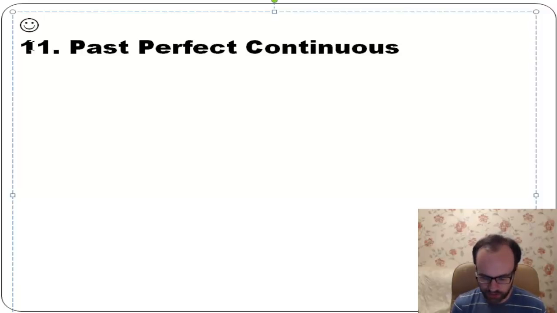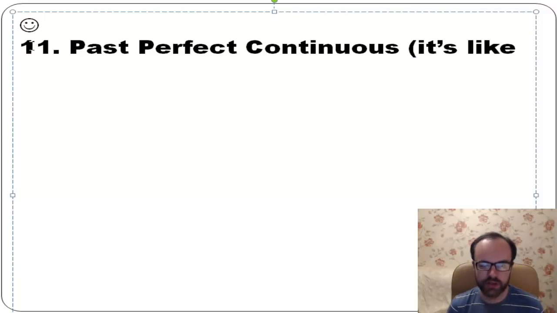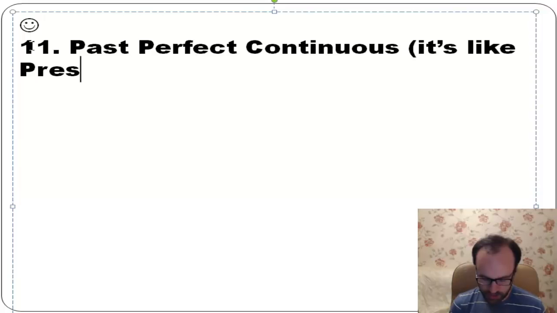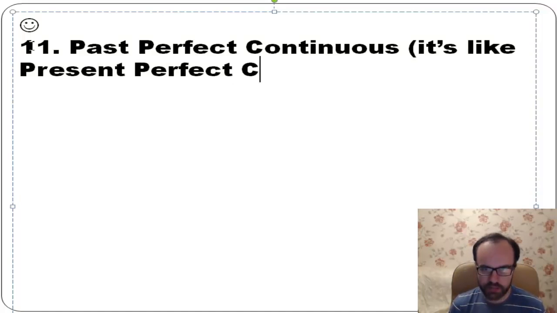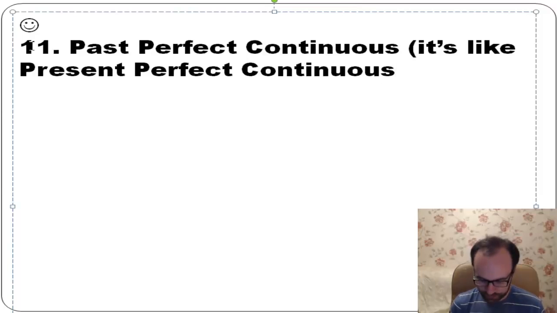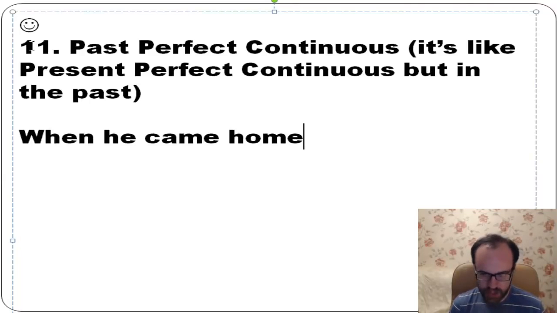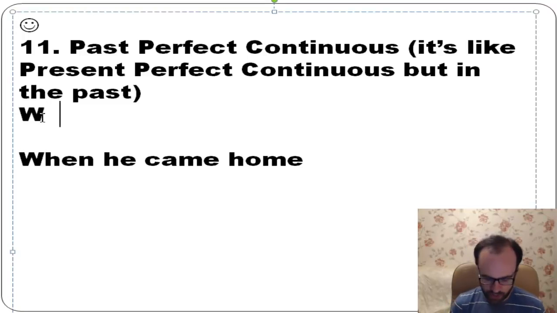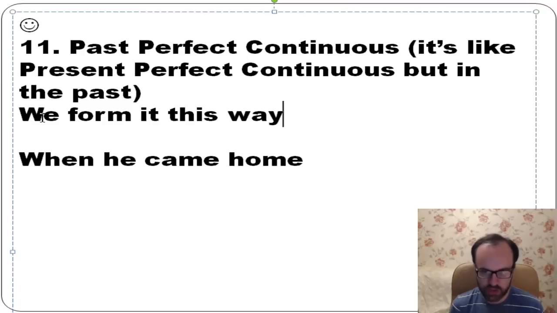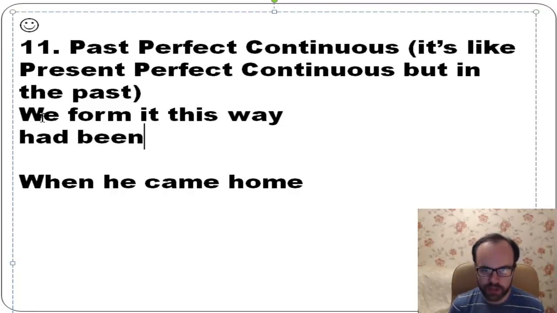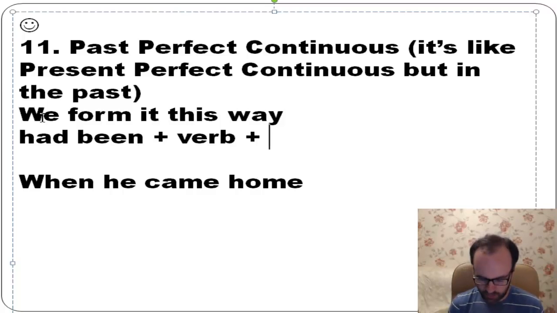Next. So what about past perfect continuous? It's like present perfect continuous, but in the past. Look, when he came home, and we form it this way: had been plus verb plus ing.